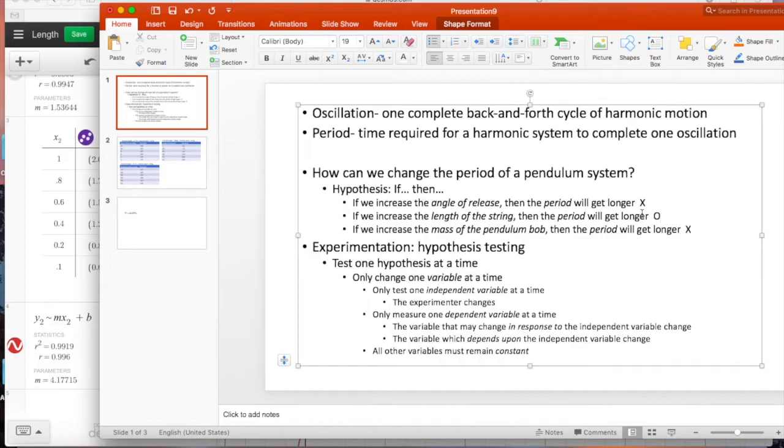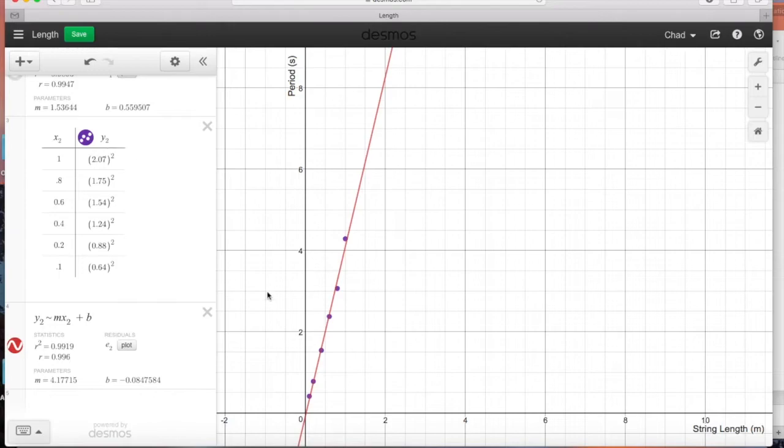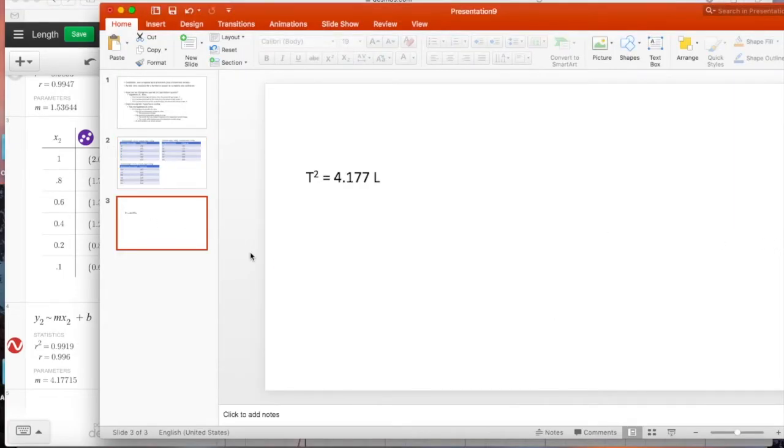And so now we can make a claim. How can we change the period of a pendulum system? We can change it by lengthening or shortening the string, by changing the string length. Okay, do we have evidence for that claim? Can we justify that claim? Well, yeah, here's our data. Here's us plotting the data. We squared those values. We got a really great line. We know there's a relationship there, and we can even model it mathematically.